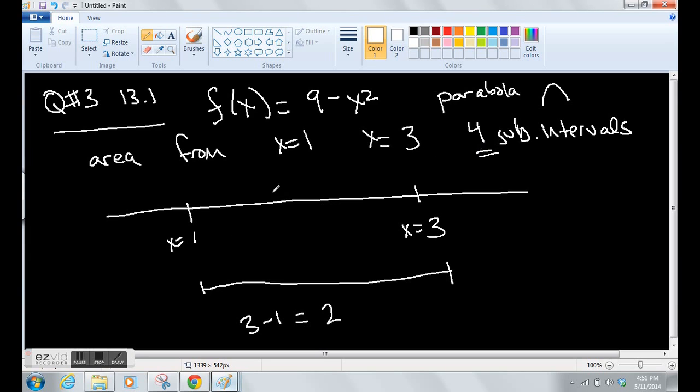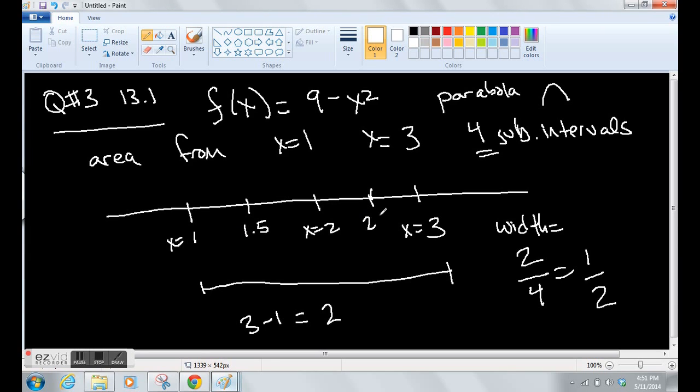So the first thing you want to do is figure out how wide each interval is. The width is going to be the total distance, 2, divided by 4 intervals, which is 1/2. You could have probably seen this right away. You could have said, well, I could divide it in half, and that's x equals 2. And then right there is 1.5, and this is 2.5. So now we have our intervals: 1, 2, 3, 4.